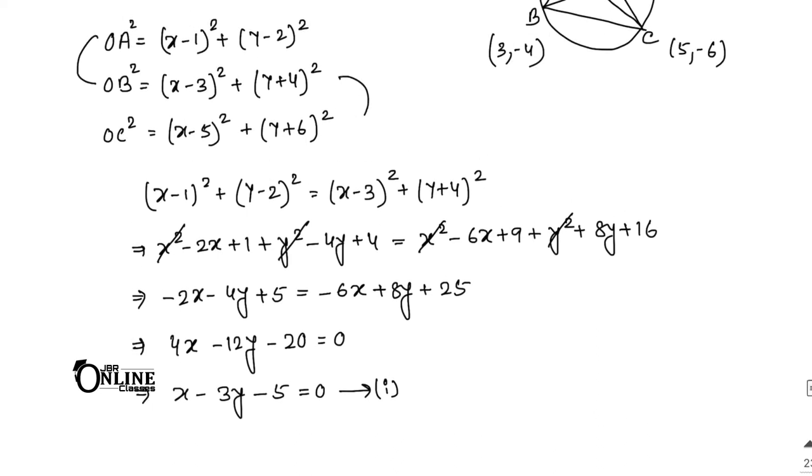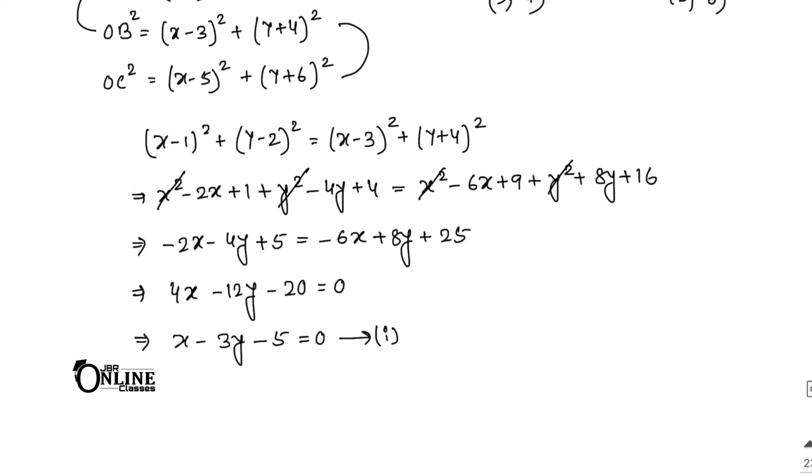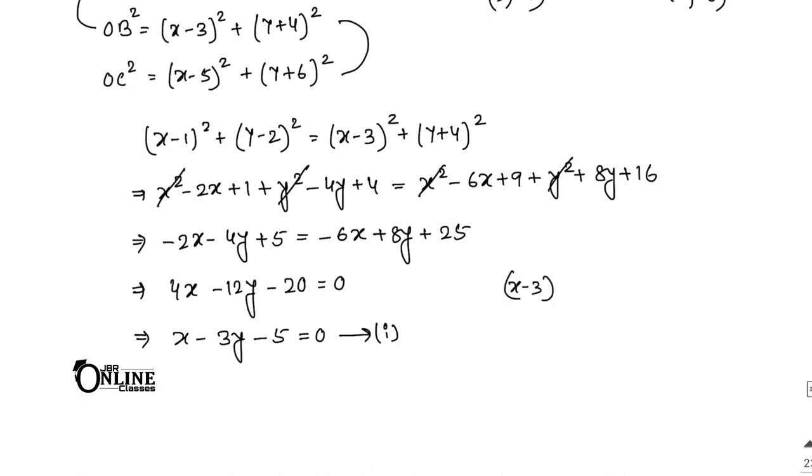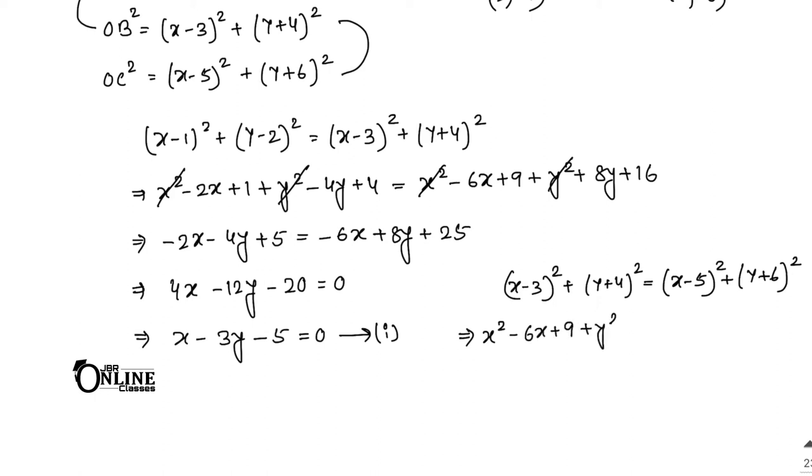Now also OB is equal to OC. So again you can write (x minus 3) whole square plus (y plus 4) whole square equals (x minus 5) whole square plus (y plus 6) whole square. So x square minus 6x plus 9, y square plus 8y plus 16, equals x square minus 10x plus 25, y square plus 12y plus 36. x square and y square cancel out.